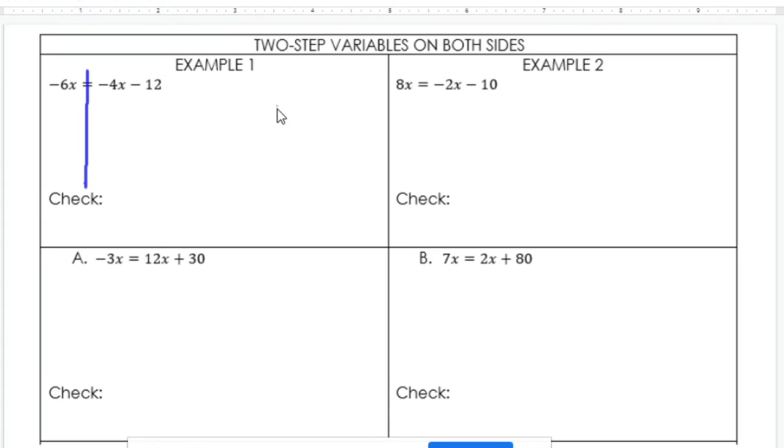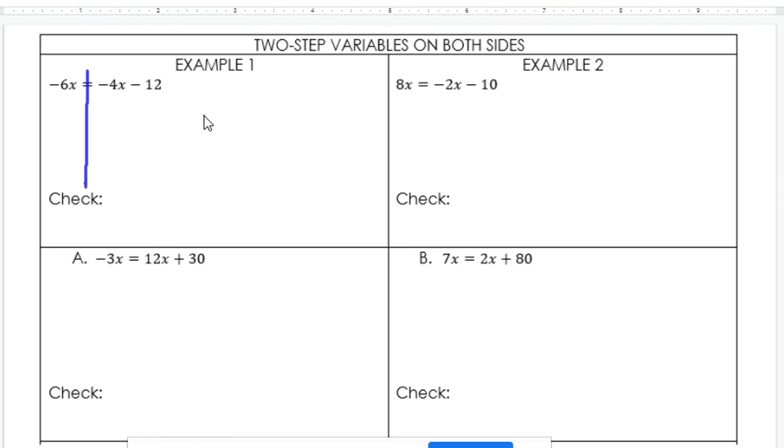So then we go to step 2, which is do we have any like terms on the same side that we can combine? So we look, there's nothing that can combine with this negative 6x. And on the right, you can't combine these two because this has a variable and this doesn't. So a constant and variable can't combine. So then you go to step 3, which says, do you have variables on both sides? And the answer is yes, we do have variables on both sides.